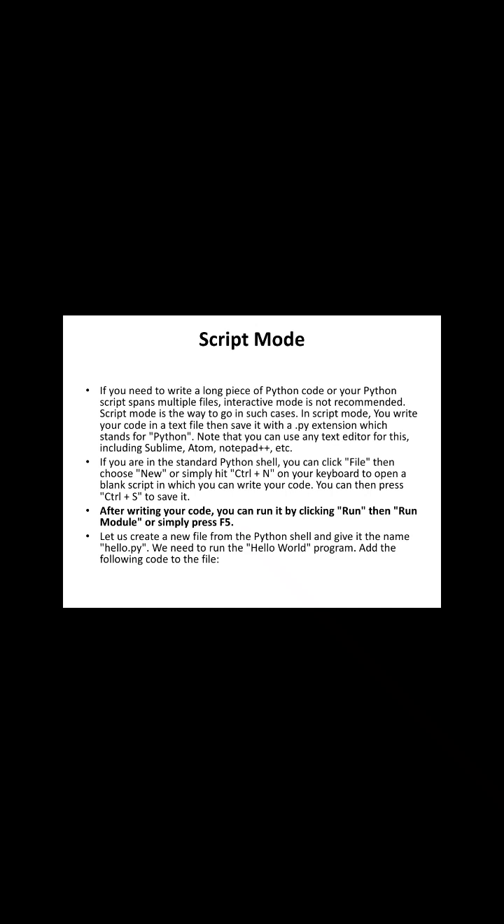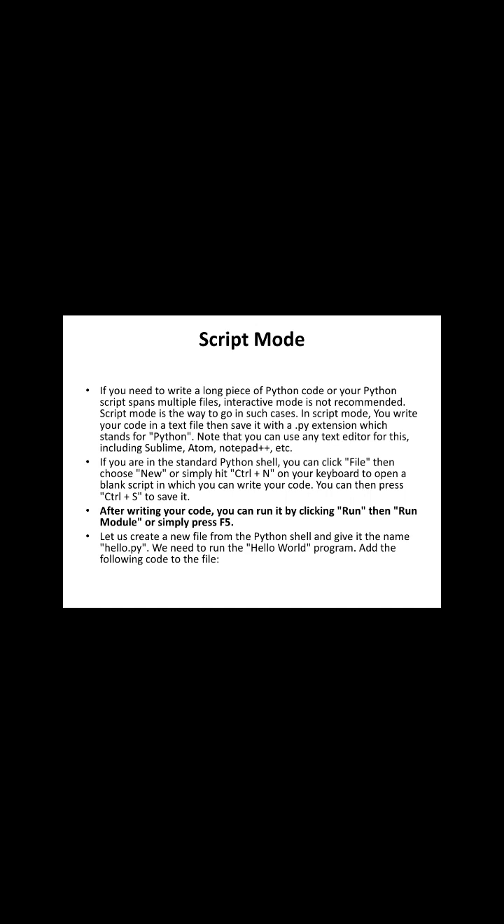While saving, you have to write the extension .py. The primary name could be anything, but the extension should be .py. After writing your code, you can run it by clicking on Run and then Run Module, or simply press F5. As you have done in the basics to run a program, here also, if you want to run the Python script, you have to click on Run, or you can simply press F5. Is it clear?